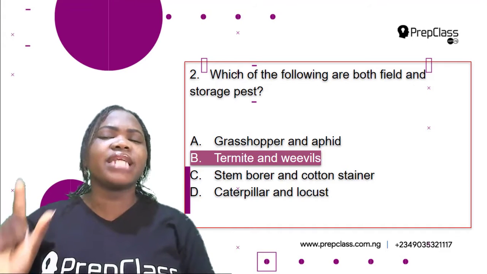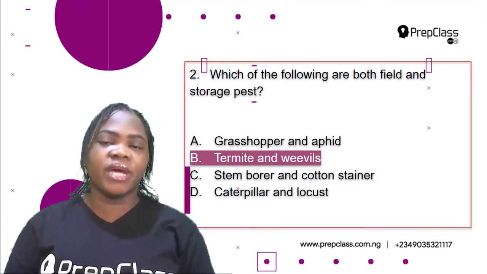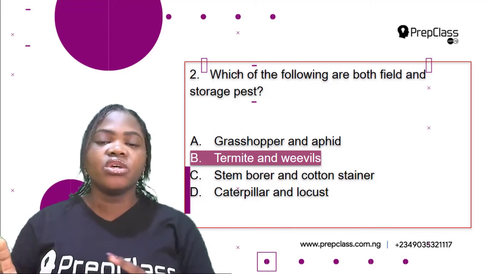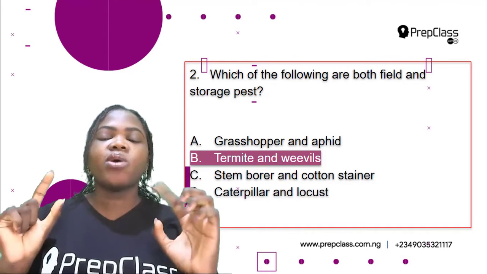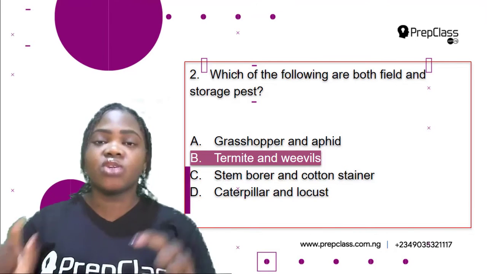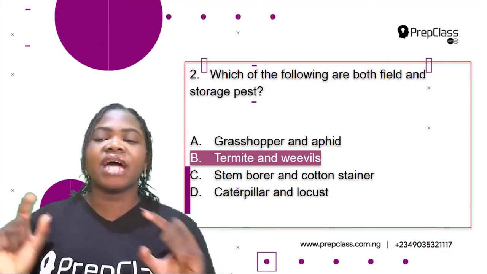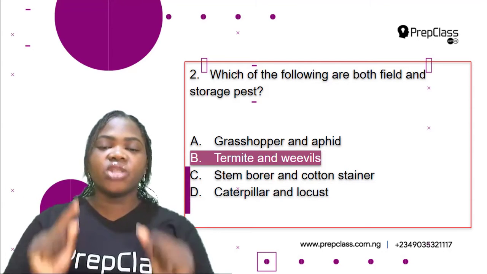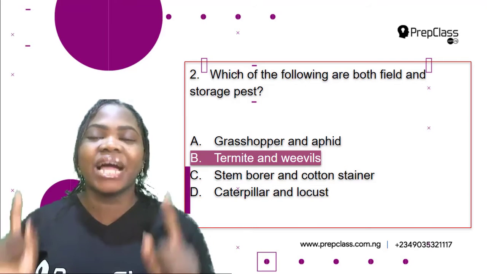Which of the following are both field and storage pests? So the correct option is B, termites and weevils. Of all the options here, it's only option B that are pests of both field and storage. Okay, so termites and weevils are field and storage pests. So the correct option is B, termites and weevils.